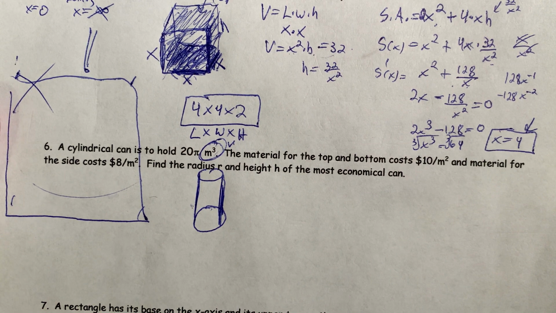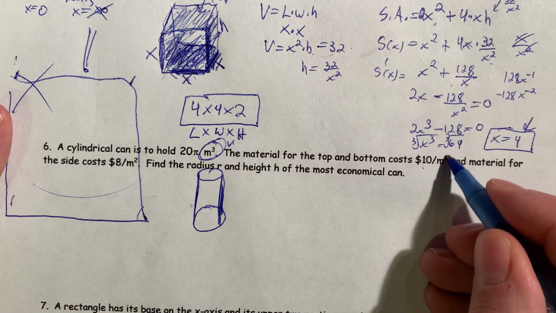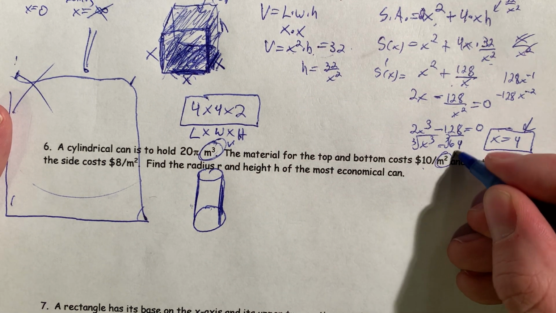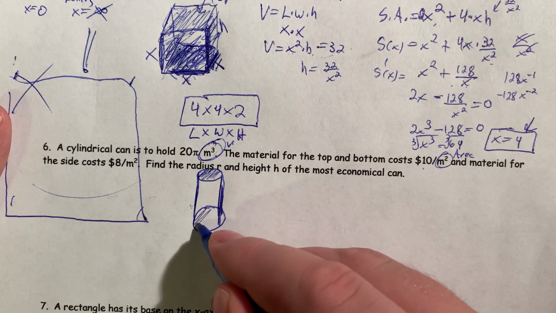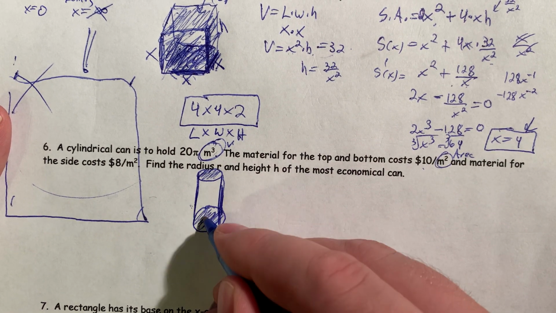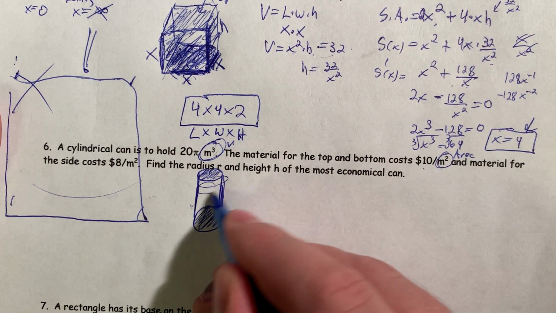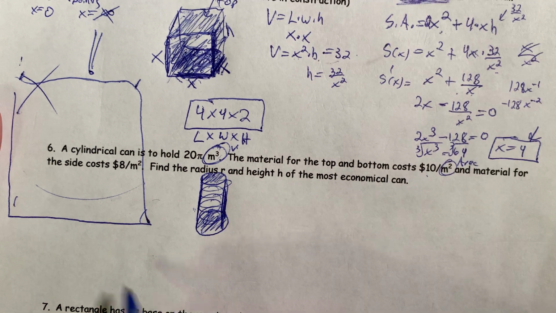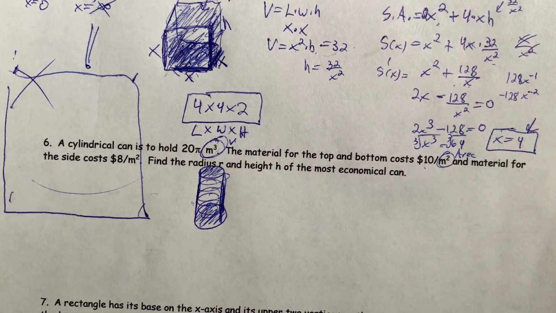So volume. The material for the top and the bottom costs $10 per meter squared. What is this meter squared? This is area. So they're talking about the surface area. How much area we have is going to be how much we have to pay. And the material for the sides, all of this stuff around the sides, is $8 per meter squared. Again, it's talking about the surface area.